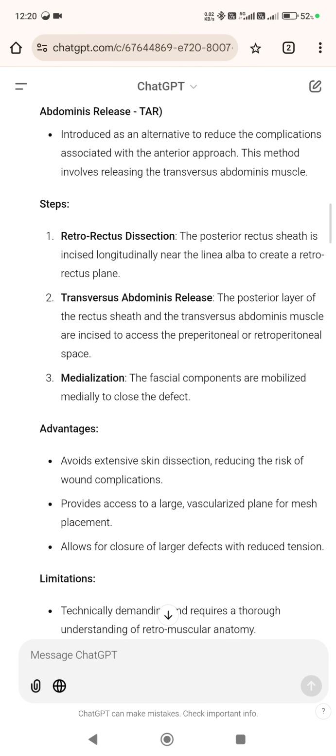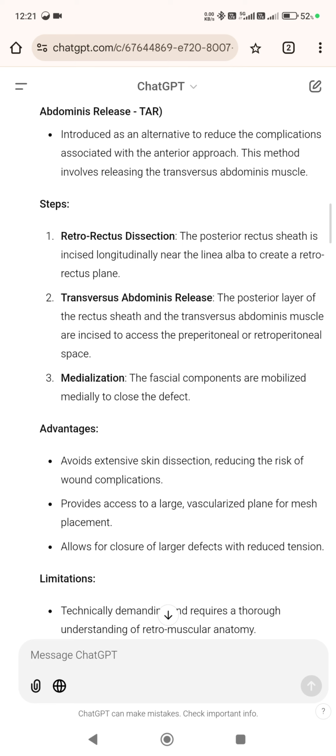2. Transversus abdominis release. The posterior layer of the rectus sheath and the transversus abdominis muscle are incised to access the preperitoneal or retroperitoneal space. 3. Medialization. The fascial components are mobilized medially to close the defect.